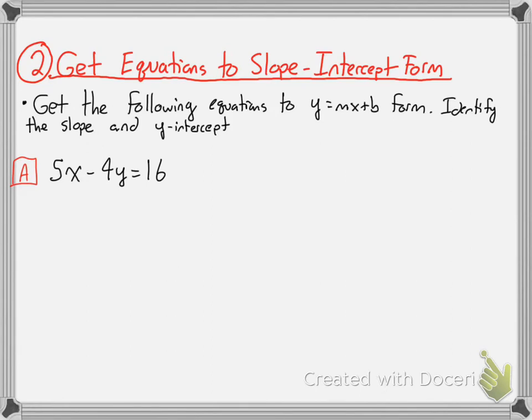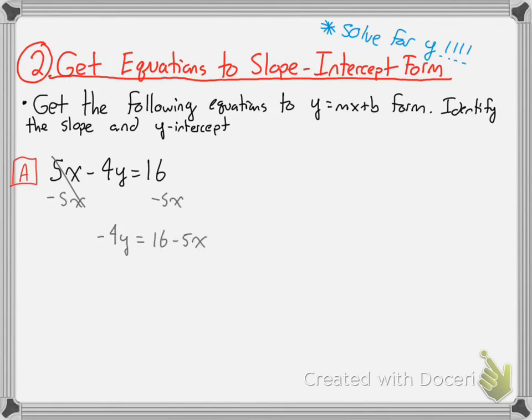So the name of the game in these problems is basically just going to be to isolate y. So kind of what we did towards the end of chapter 1. I want to solve for y, get y by itself. So anything that's not y, I'm going to move to the other side of the equation. So what I'm going to do first is subtract 5x on both sides. It doesn't match up with anything, so my new equation is going to look like this.